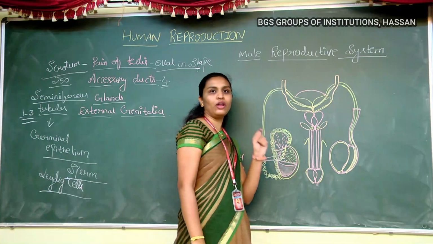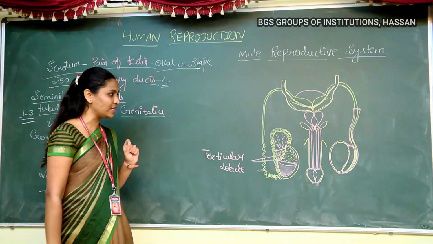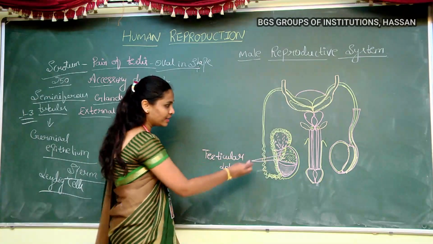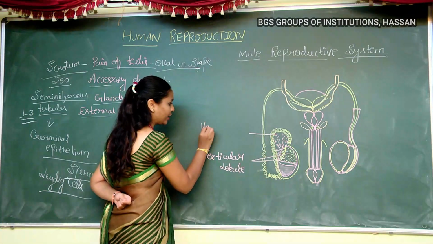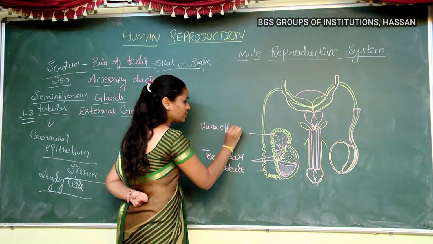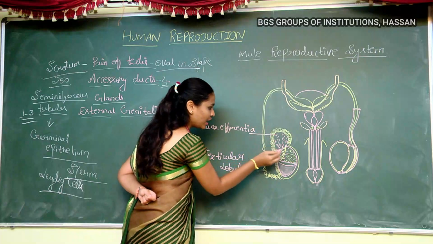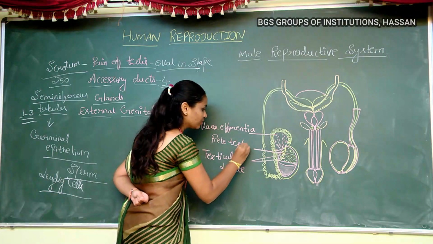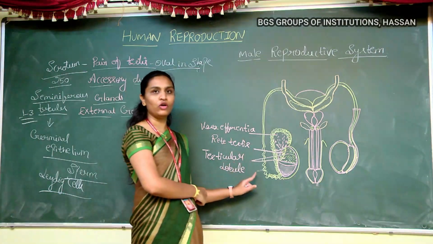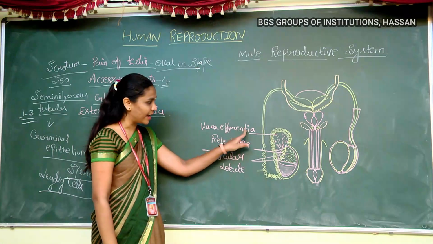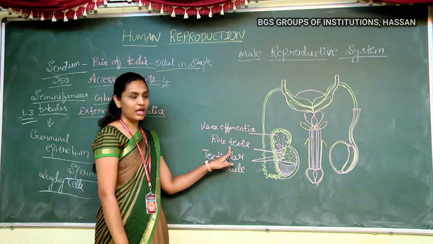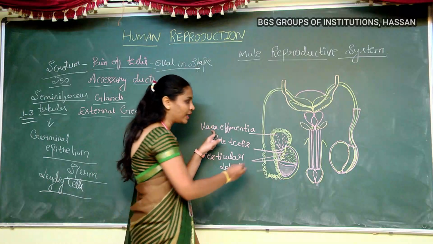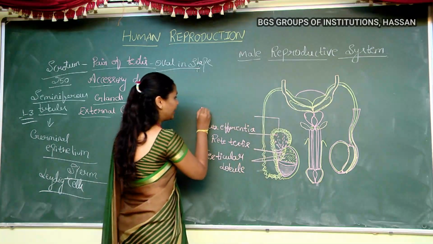See, the seminiferous tubule of the testes opens into vasa efferentia through rete testis. This is known as vasa efferentia, and this is known as rete testis. Andre seminiferous tubule ಆದ್ಮೇಲೆ rete testis ಬರುತ್ತೆ, ಅದಾದ್ಮೇಲೆ vasa efferentia ಬರುತ್ತೆ. The vasa efferentia opens into epididymis.